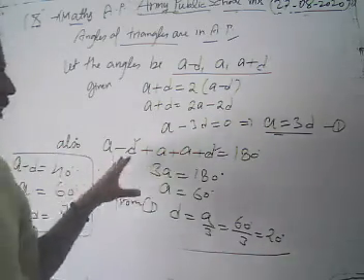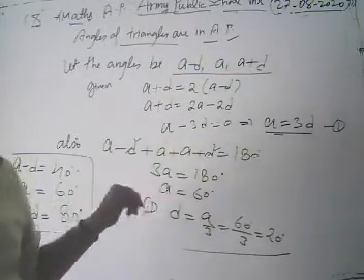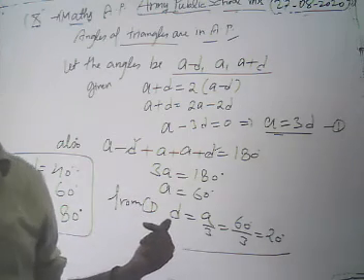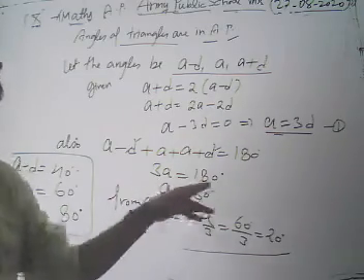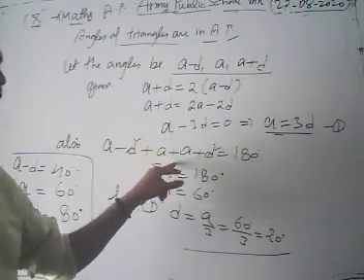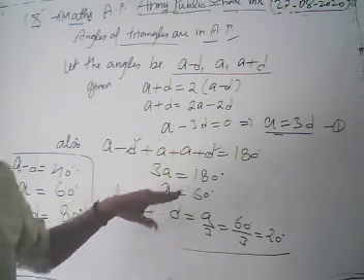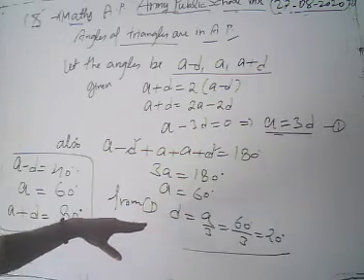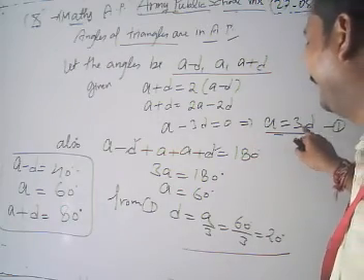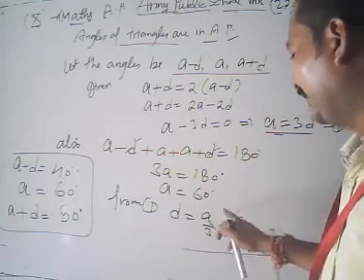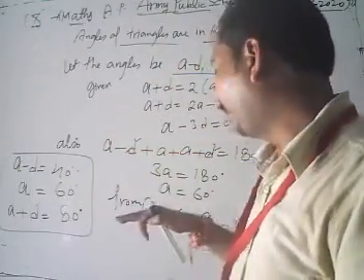Now these three are the angles of a triangle. What is the property of triangles? The sum of the angles of a triangle is equal to 180 degrees. Then A minus D plus A plus A plus D is equal to 180 degrees. We get A is equal to 60 degrees. We have the relationship A is equal to 3D, so D is equal to A by 3. Putting A as 60 degrees, we get D is equal to 20 degrees. Now we have the values of A and D.